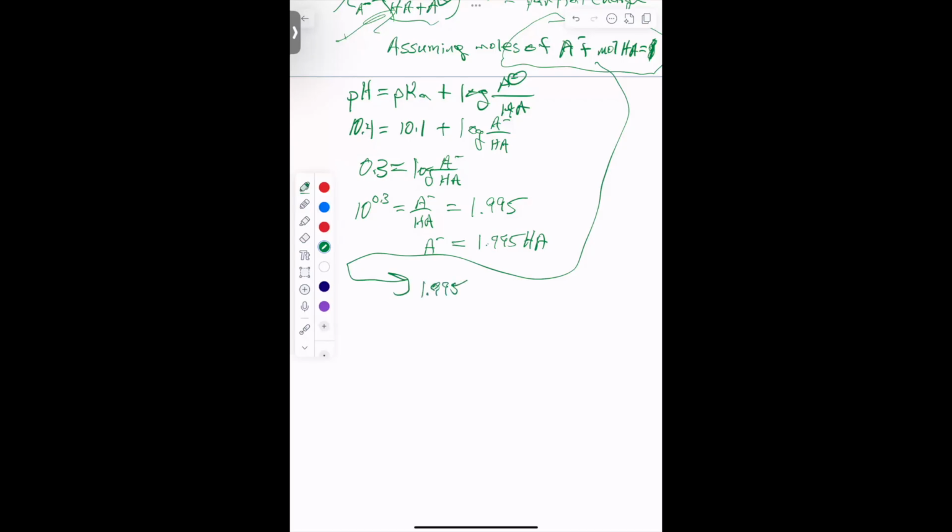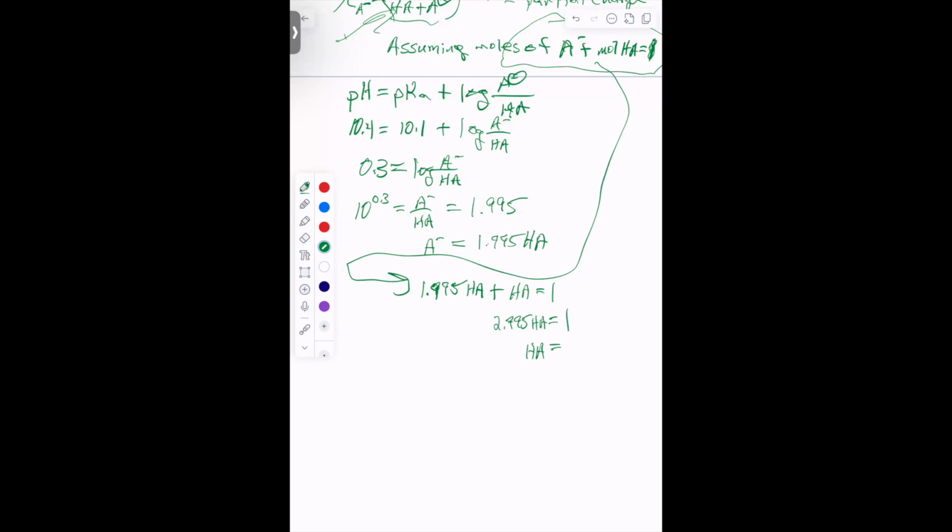And then I can take this and put in place of A minus 1.995 HA plus HA is equal to 1. And now I can solve for HA. I know that 2.995 HA is equal to 1. Therefore, the number of moles present in this buffer, where I assumed there was only a total of 1 mole of substance, is 1 divided by 2.995.